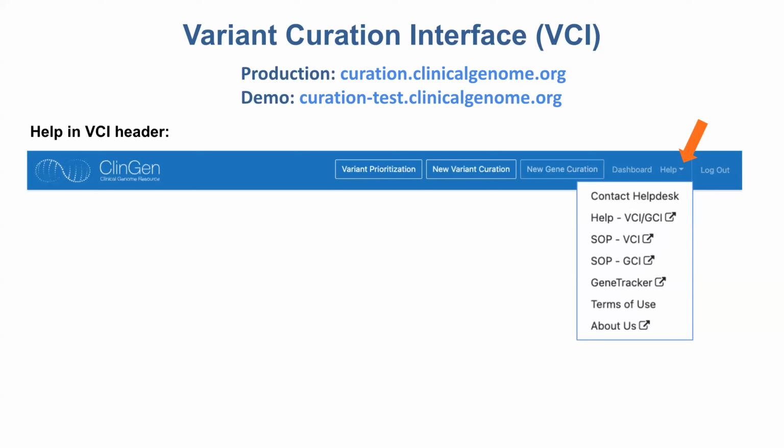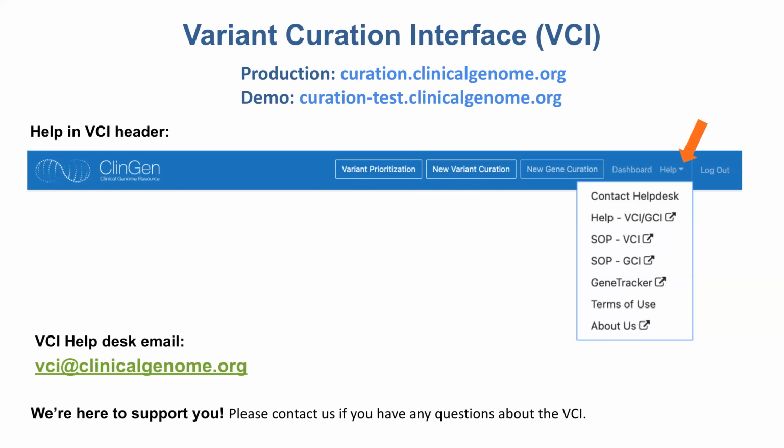And then also the SOP for the VCI. If you click on that, that will take you to the website and it will show you the advice from the variant curation team on how to do variant curation according to the SOP. And then, of course, we also have the help desk email that takes you through to us at Stanford, the team here. If you've got any questions about how to use the VCI, we're here to support you on that.